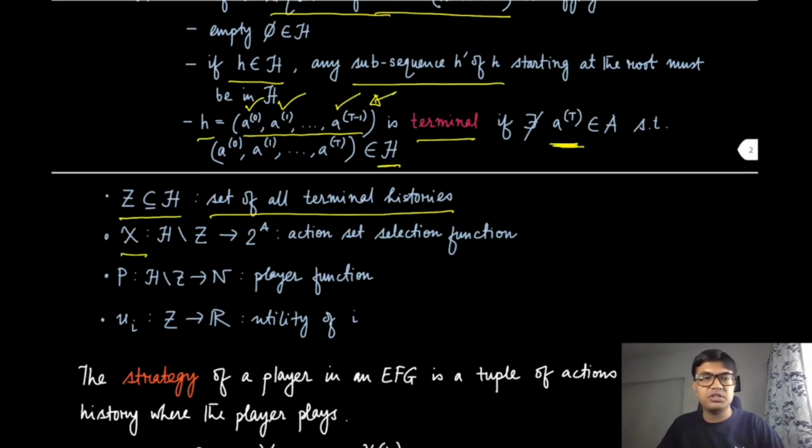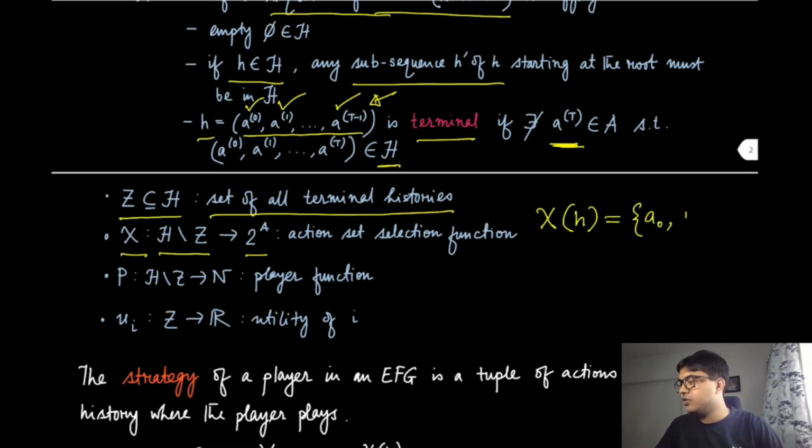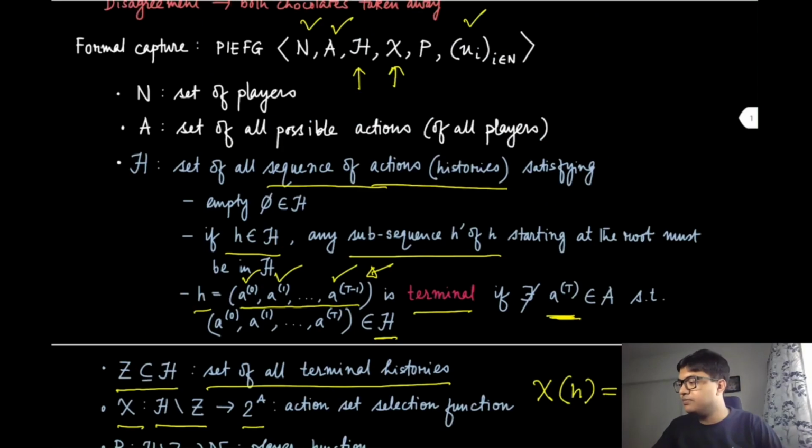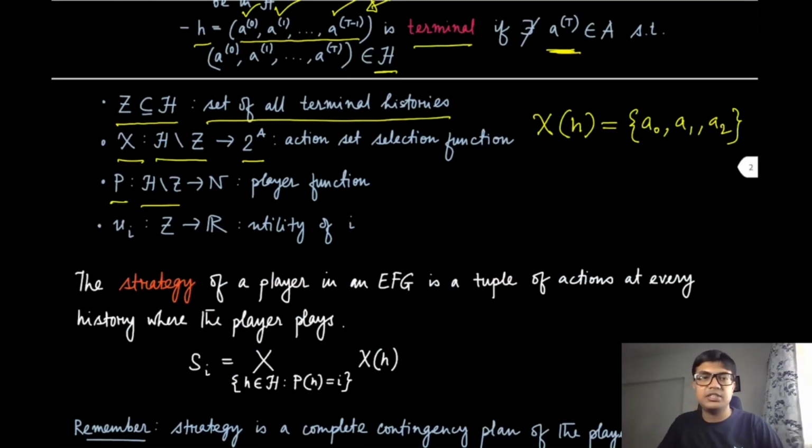So for all the non-terminal nodes, if you apply this function X, it will give you the set of actions that is available at that node. For instance, if you apply this function X to a non-terminal history H, then it will give you a set, let's say A0, A1, A2, which is a feasible set of actions that you can play at that level. And now the next thing is who will play those actions. That is given by the player function, which is the next entry in this tuple. It is telling you who is going to play there. Again it takes the non-terminal histories and maps to the set N. So this is giving you the player who will play with these feasible actions.